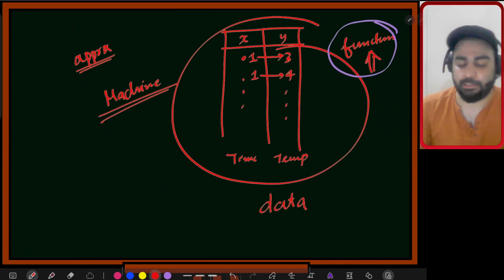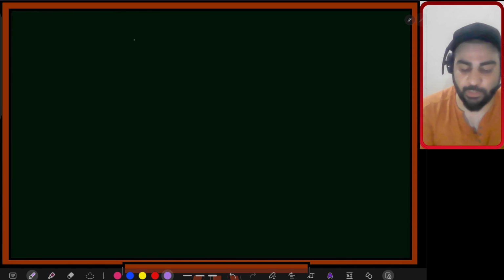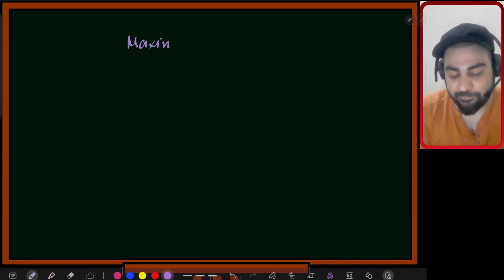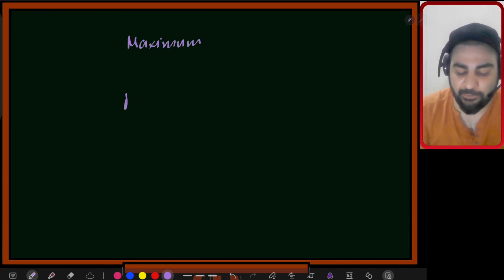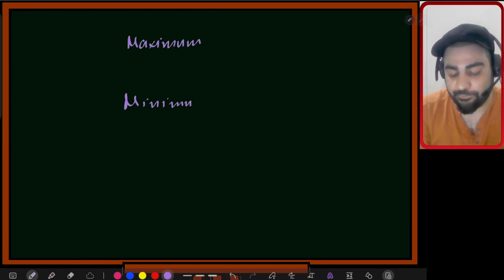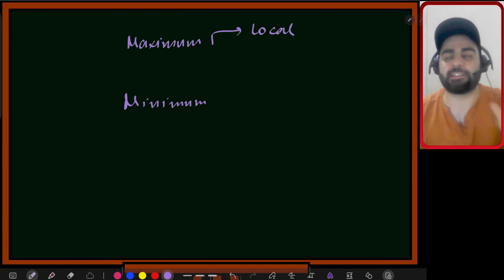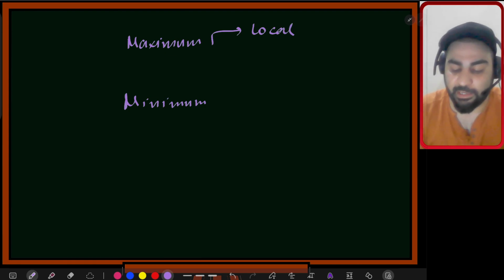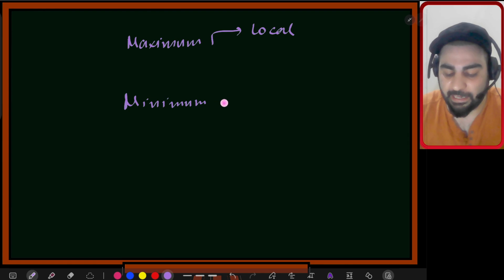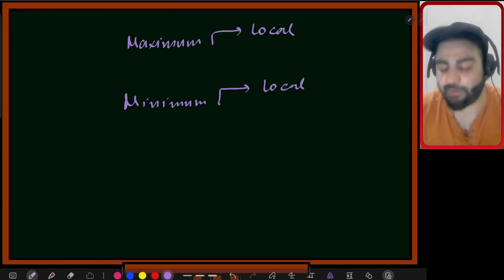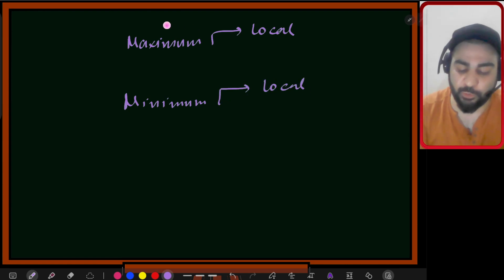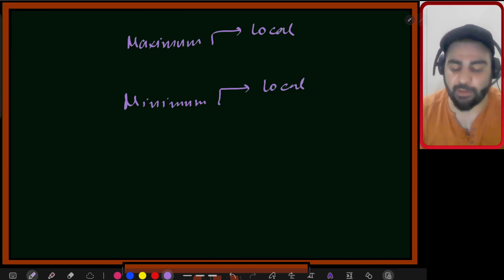Okay, and then we have basically four things. So we have maxima, so basically maximum values, and we have minimum values. The first thing is the maximum value which is local in its neighborhood, in a certain interval. This is called a local maximum, and accordingly we have a local minimum. Within the neighborhood, this value is maximum, and within the neighborhood, this value is minimum.